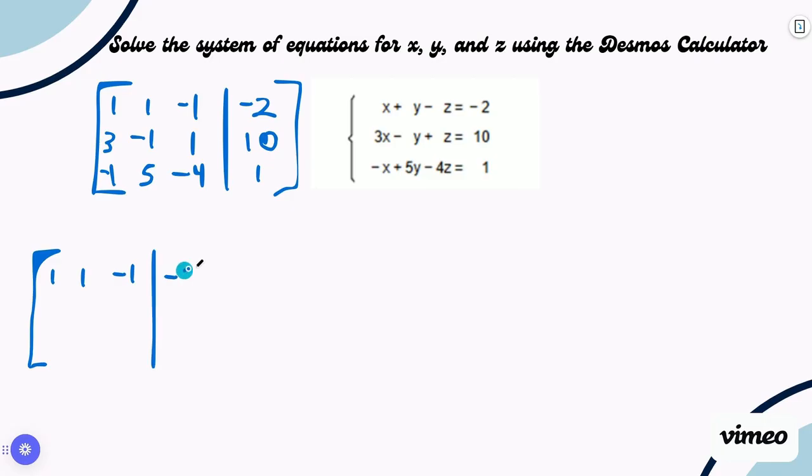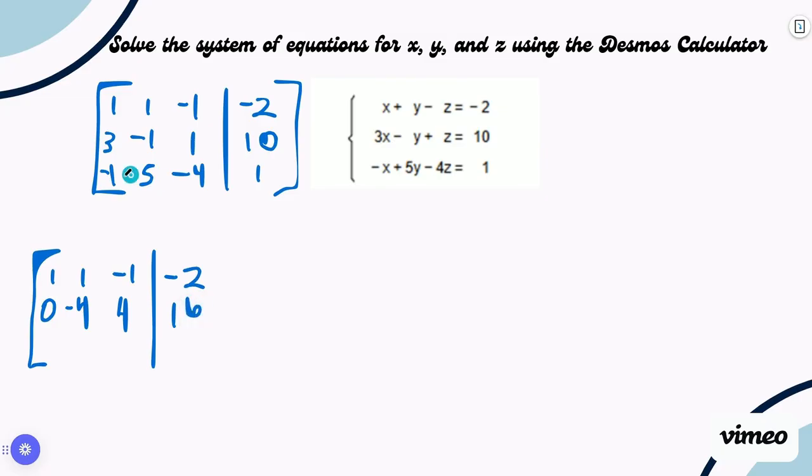And then for this second row, negative 3 times 1 is negative 3, plus 3 is 0. Negative 3 times 1 is negative 3, plus negative 1 is negative 4. Negative 3 times negative 1 is positive 3, plus 1 is 4. Negative 3 times negative 2 is positive 6, plus 10 is 16. So that's my new row 2.